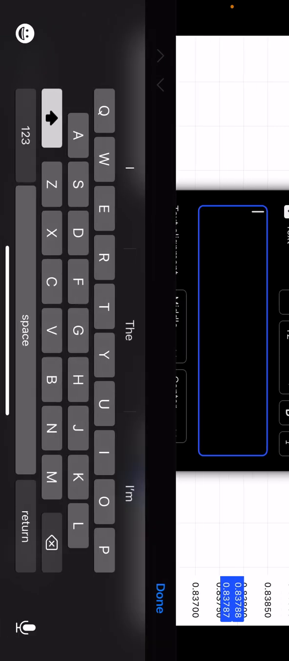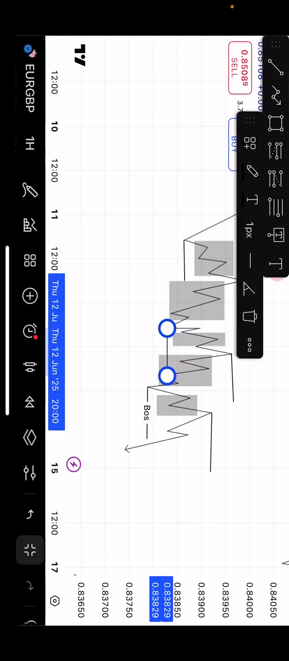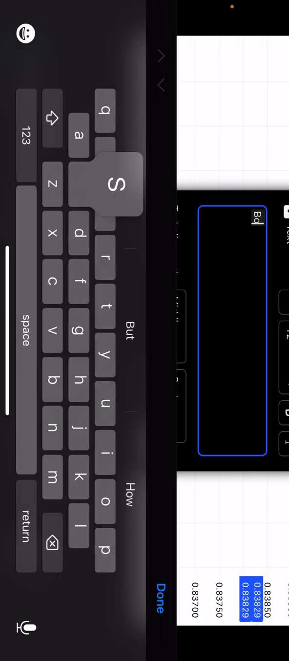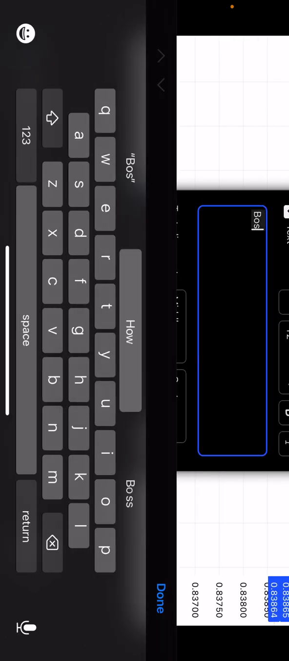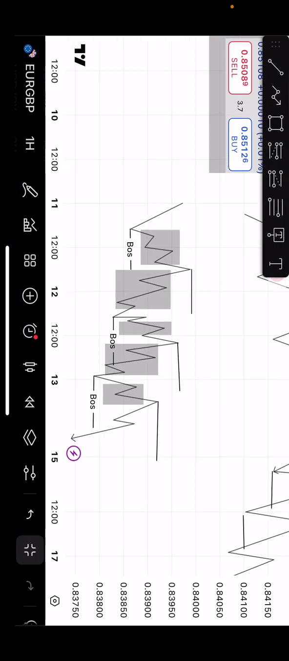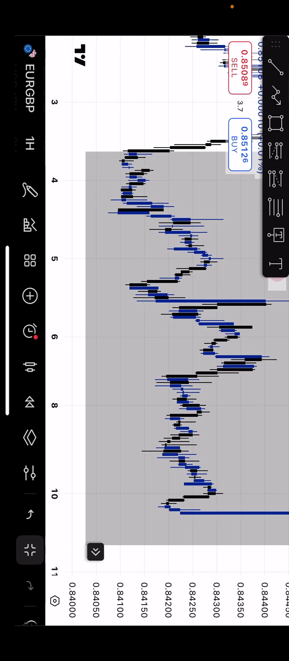So all these are breakout structure. So let's give you a chart example. Focusing on this chart.